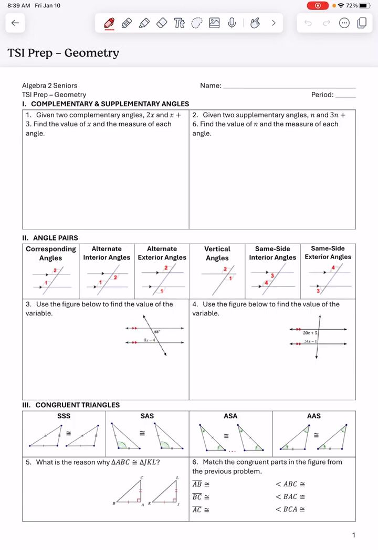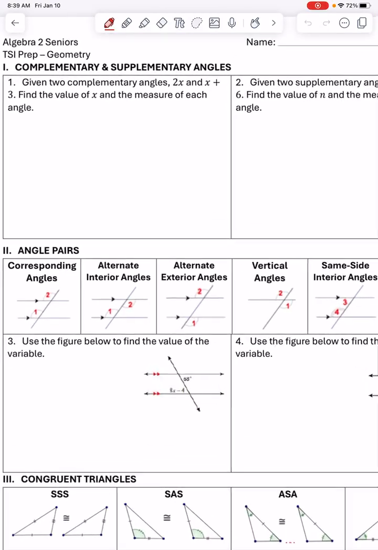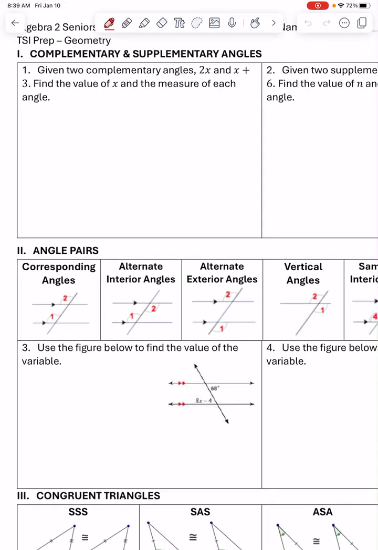Okay, getting into our second to last TSI prep. Going to go back over a few things with geometry, okay? So first thing, complementary and supplementary angles. Complementary angles, okay, these add up to 90, okay?